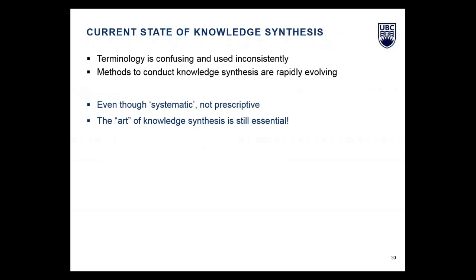And so just a couple of concluding thoughts. In terms of the current state of synthesis, we have found that the terminology is confusing and inconsistent across the board. The methods for conducting knowledge synthesis are rapidly evolving. But we also wanted to point out that even though something is systematic, it's not prescriptive, and that there is an art to doing knowledge synthesis that still is absolutely essential. So drawing on critically thinking about the literature and what's most appropriate in terms of methods, as opposed to just drawing from a checklist or a guide to doing a systematic review or knowledge synthesis.